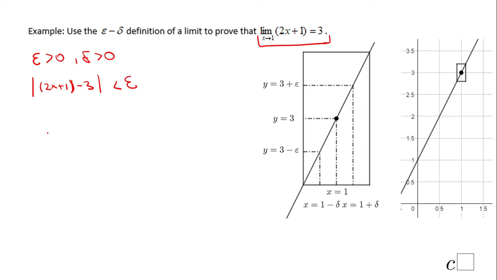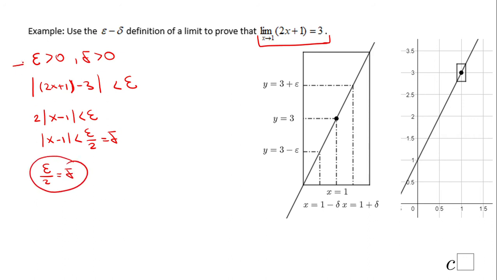epsilon. So if we do the same math, we're going to end up, if you remember, with 2 times the absolute value of x minus 1 less than epsilon, and we're going to have here the absolute value of x minus 1 less than epsilon over 2. That will be the delta. So we have a correlation here between epsilon and delta, and we notice for an epsilon greater than 0, we get a delta greater than 0. Whatever epsilon you have, you divide by 2 to get the delta. And that is the idea of this problem.